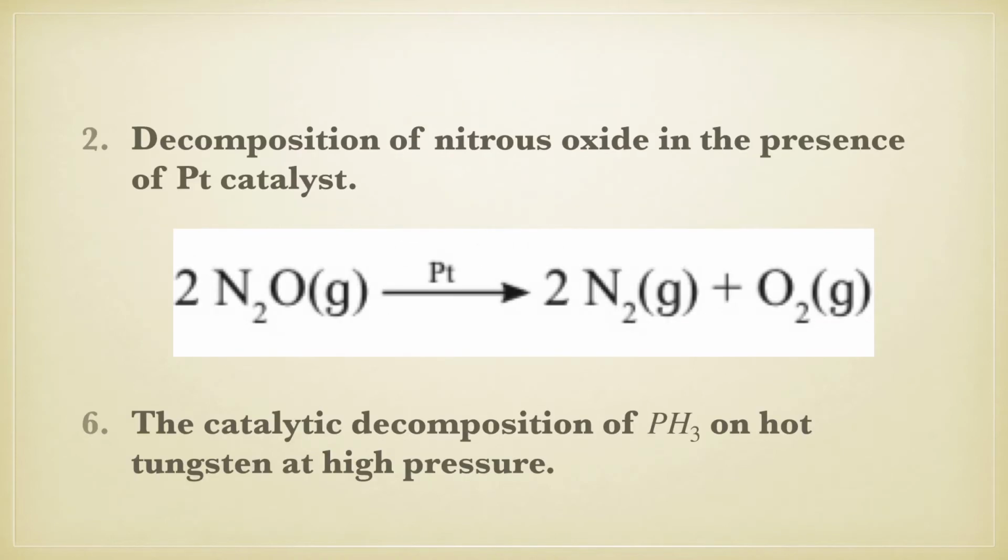So next example, decomposition of nitrous oxide in the presence of platinum catalyst. Over here as well we can say that the rate of the reaction is independent of the initial concentration of its reactant, that is nitrous oxide. So it comes under what? Zero order reaction. Next one, the catalytic decomposition of phosphine gas on hot tungsten at high pressure is again an example of what? Zero order reaction. So over here as well we can say that it is independent of the initial concentration of the phosphine gas.